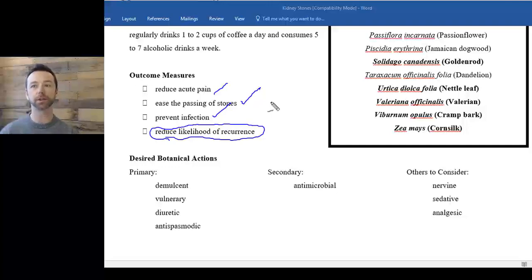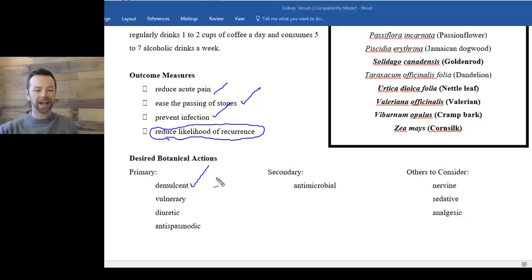Can we change the terrain? Can we change someone's internal environment overall so that it no longer favors stone formation? And this is interesting and important to look at when looking at the overview of the condition, because that largely determines how successful we'll be at it, and in terms of our botanicals, it largely determines what we're going to choose for action. So let's get into some of that now. We can see here, most of these aren't going to be too complicated.